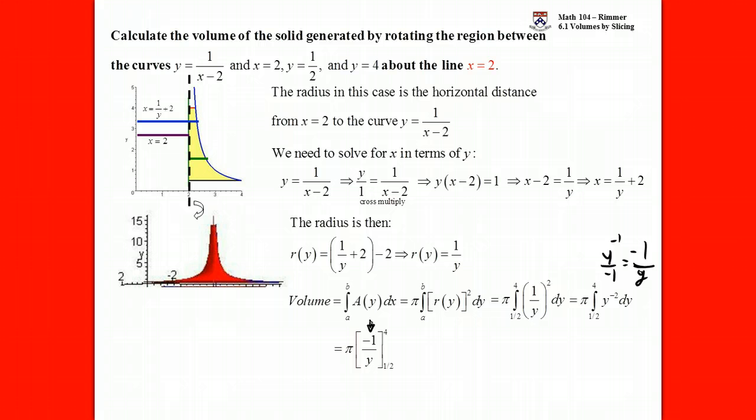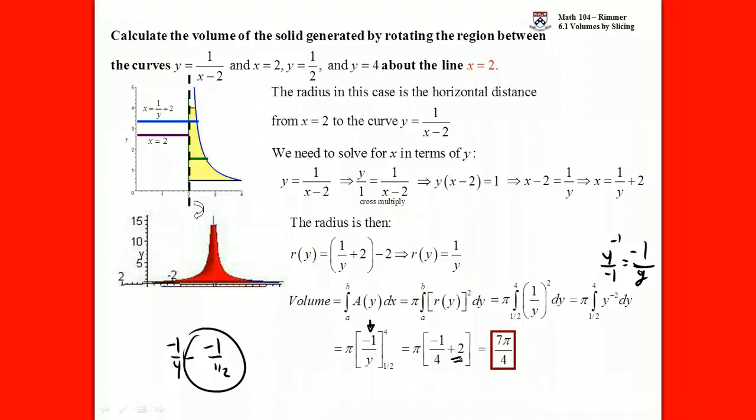Okay, we have to put a 4 in. We have to put a half in. Oh well, I can't do it right now. So we put a 4 in, we get negative 1/4. Be careful when you put the half in. So we get negative 1/4 minus negative 1 over a half. See how that becomes a positive 2? So 2 take away 1/4 is 7/4. And that's why we get the answer of 7 pi over 4.